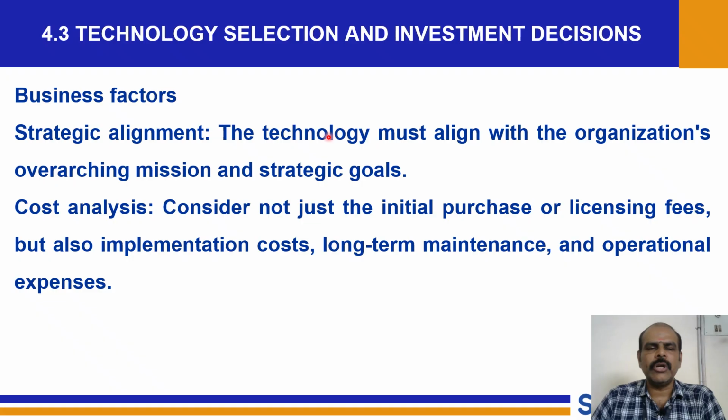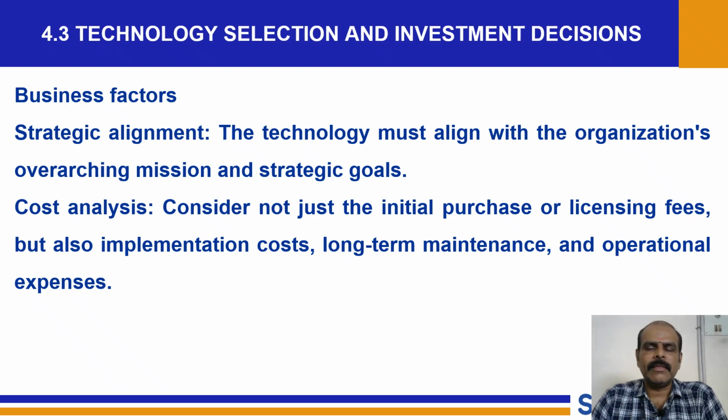Okay, in continuation, the strategic alignment. The technology must align with the organization's overarching mission and strategic goals. See, in the earlier presentation we just learnt about business goals and objectives. Now the organization has its own objective, its own goal. The technology that you adopt or wish to incorporate should obviously have a very good association with the organization's mission and vision. Then only will this particular technology act as a catalyst to reach the vision and mission of the organization. So that alignment has to be thought of.